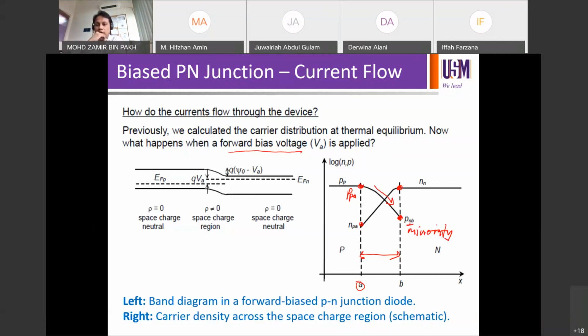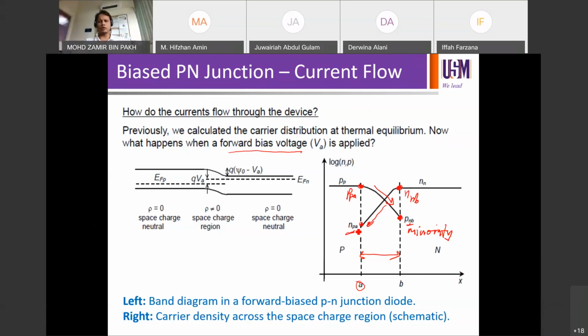On the other hand, it's also true where you have to calculate the carrier concentration of electrons, where NNB is the majority carriers in n-type, and the moment the electrons have crossed the depletion region, or the space charge region, they will be minority carriers in the p-type region, and they'll be given by NPA, the concentration of electrons in p-type material at point A, right?